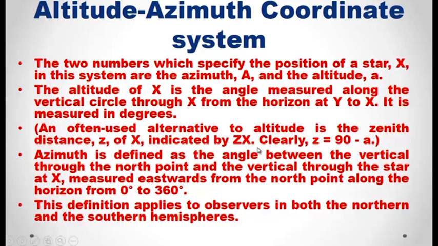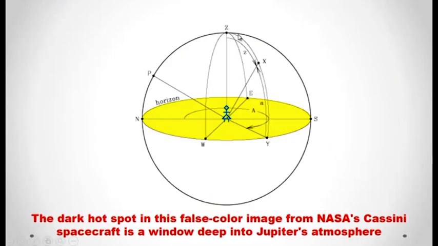Z of x is indicated by zx. Clearly z is equal to 90 minus a. This is the zenith position. Zenith is nothing but a point just above the observer. The highest point just above the observer is the zenith.